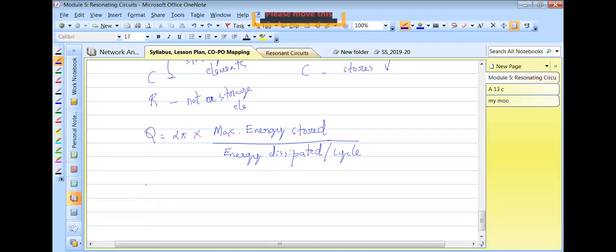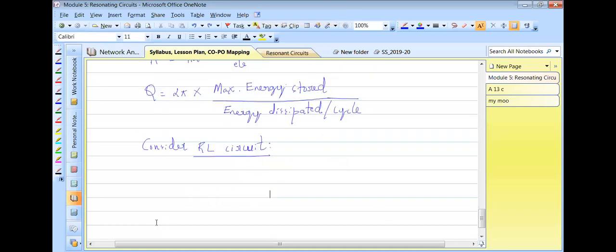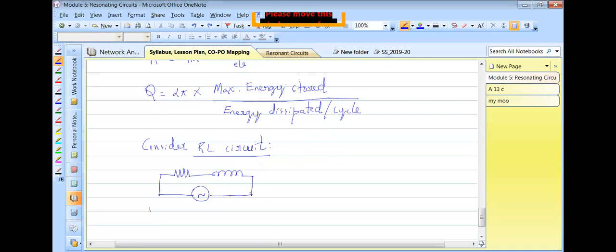So to derive the equation for the quality factor, let's consider an RL circuit. Everybody is okay with that? So how would the RL circuit look like? We are doing this to find the equation for the quality factor. It is just R and L with no C connected. It's an RL circuit, so this is also a resonating circuit.